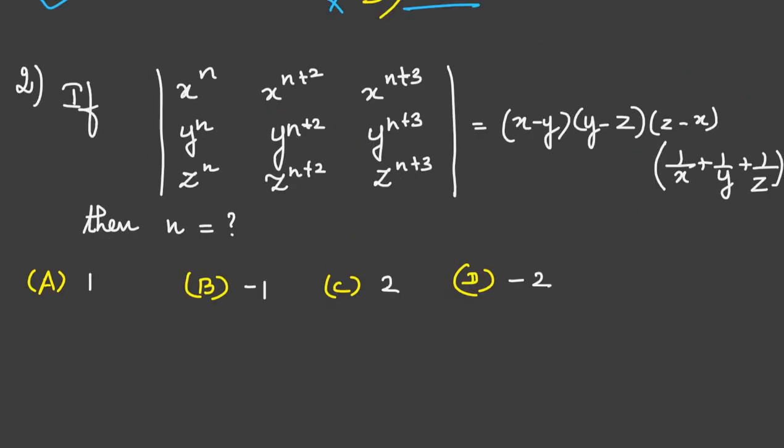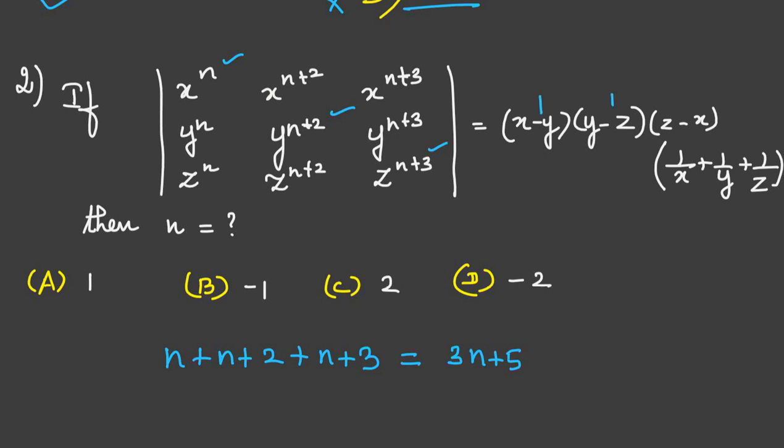We see the determinant is equal to the right hand side. We have (x minus y), (y minus z), (z minus x), (1 by x plus 1 by y plus 1 by z). There is a super shortcut to find this n here. We see the degree of the principal diagonal: n plus 2, plus n plus 3, degree of z is n plus 3, which is equal to 3n plus 5.